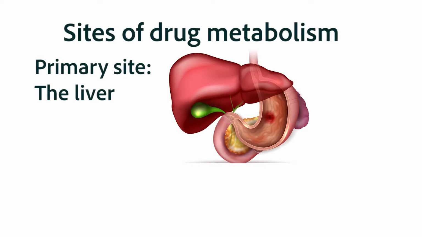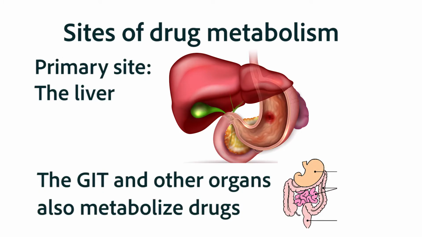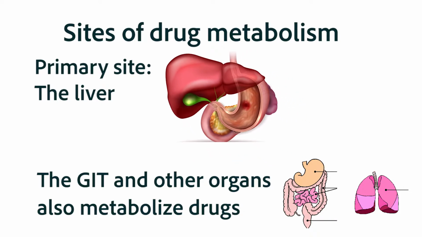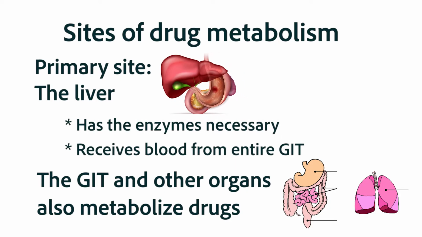The liver is a primary site for metabolism of drugs, but it is not the only site. In fact, many of the cells of the GIT and many cells throughout the body are also involved in some metabolism of drugs. But the liver has a full array of the enzymes that are needed for drug metabolism, and it receives all of the blood from the GIT, so we consider it the most important organ in metabolism of drugs.